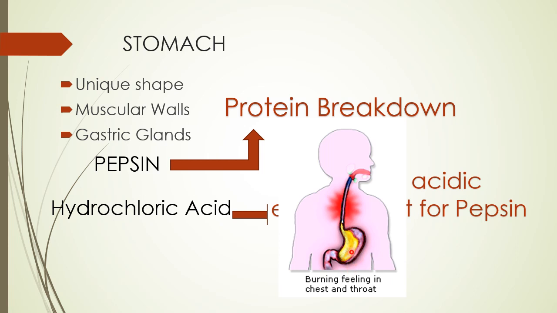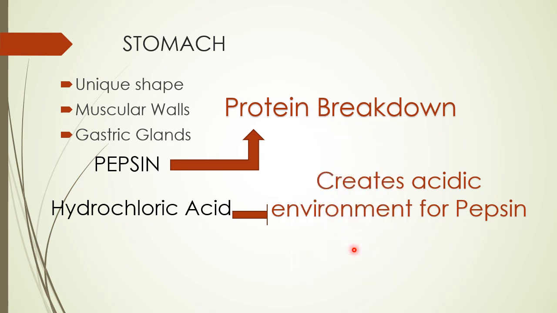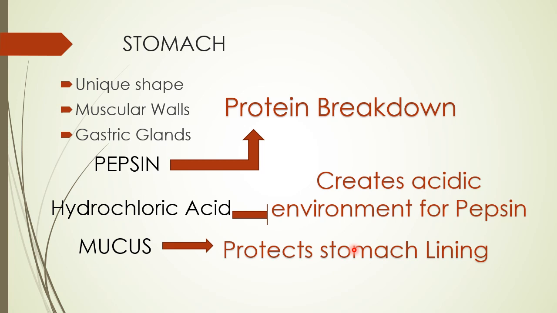Now if there is an acid of pH 1.5 in your stomach, why doesn't it burn your stomach? It is because of this third component, the mucus. Mucus protects your stomach cells from the highly acidic HCl. This done, the food now enters the next organ, that is the small intestine. But before that, it passes through the gate or sphincter.